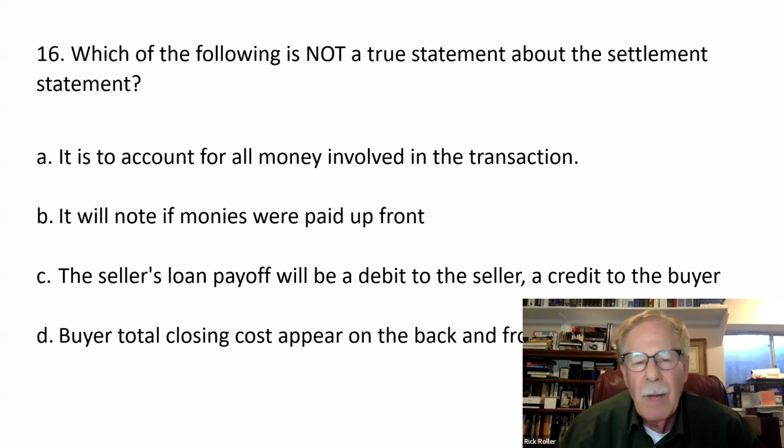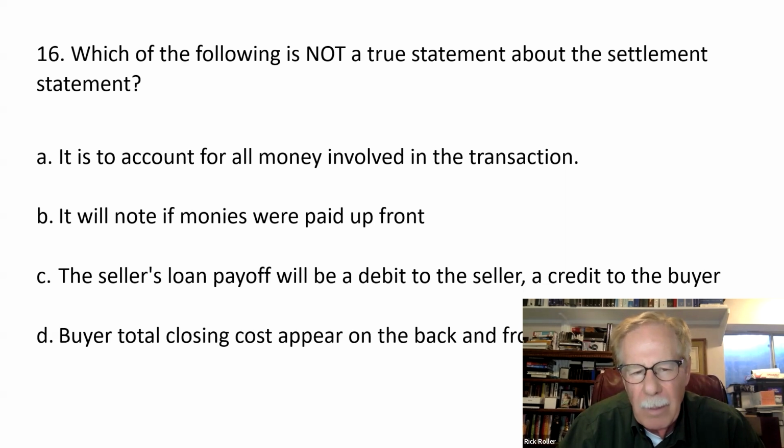Which of the following is not a true statement about the settlement statement? Okay. Settlement statement. A is to account for all the money involved in the transaction. Is this a negative question? Isn't that what the settlement statement does? It has all the financial arrangements. Sure. How about B? It will note if monies were paid up front.